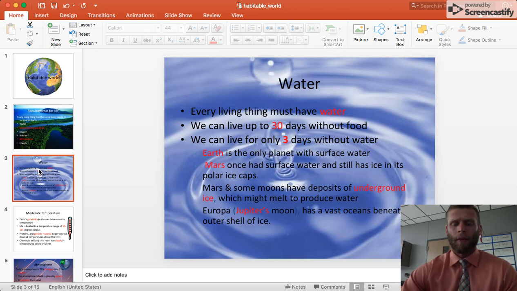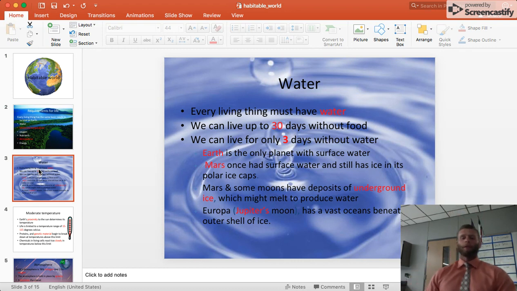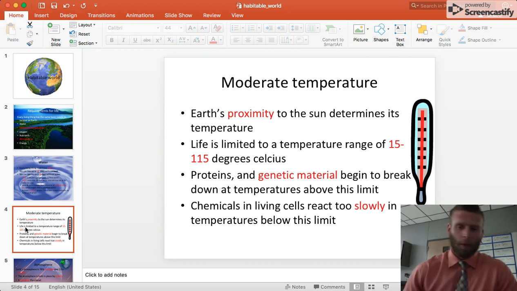So let's take a peek at water first. Every living thing obviously must have water. We can actually live up to 30 days without food, but we can only live for 3 days without water. Earth is the only planet with surface water. Mars once had surface water and still has ice on the polar caps. Mars and some of the moons have underground ice, which might melt to produce water. And Europa, which is Jupiter's moon, has vast oceans beneath its outer shell of ice, which is a pretty cool thing to think about.